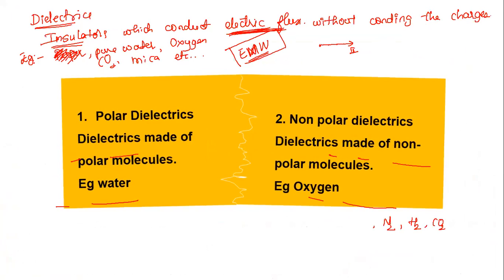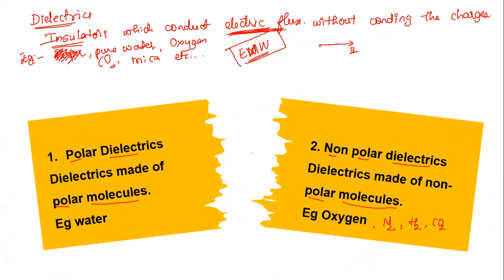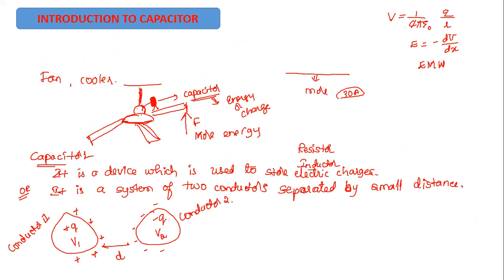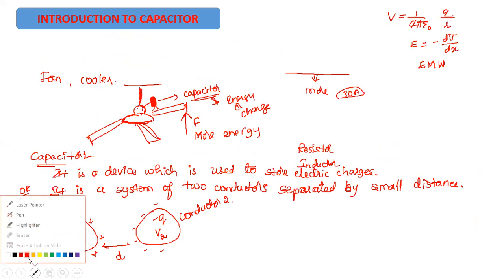After that we studied dielectrics, types of dielectrics, polar dielectrics and non-polar dielectrics. How they are generated, that we have studied. Then we studied the capacitor. You have all seen the capacitor in your electrical fan. In the electrical fan we see capacitors. What is the action of that capacitor, that we have studied there.